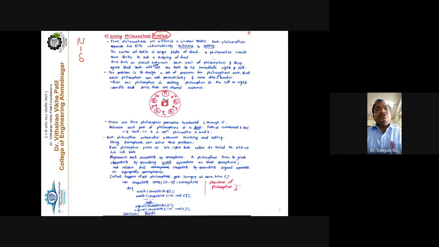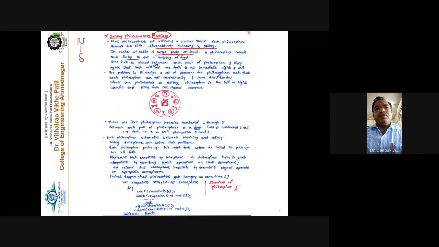Let us see. Assume that 5 philosophers sit around a circular table, shown here in the figure, and P1, P2, P3, P4, and P5 represent the philosophers. Philosophers generally go on thinking and putting forward theories and logic. Each philosopher spends his life alternately thinking and eating. In the center of the table is a large plate of food. A philosopher needs 2 forks to eat a helping of food.